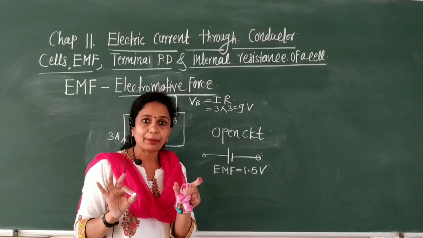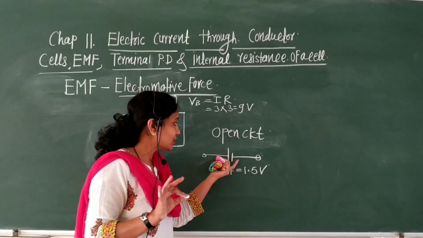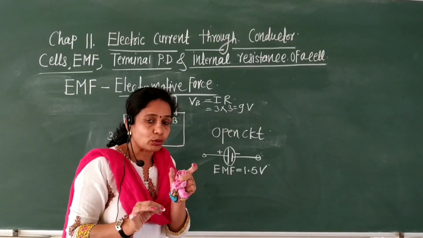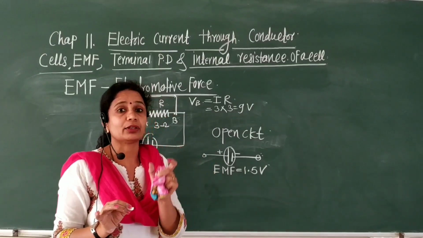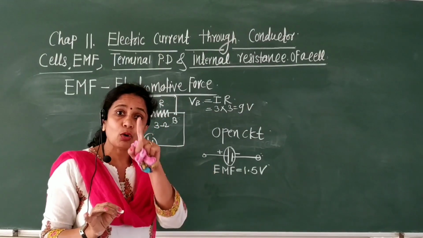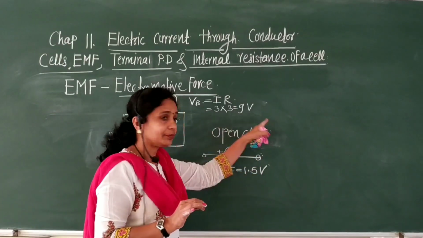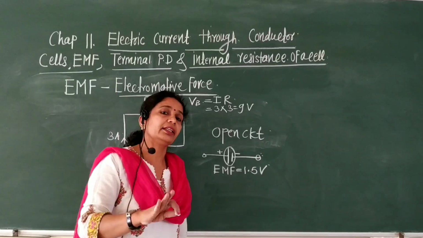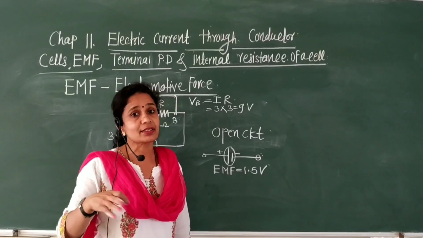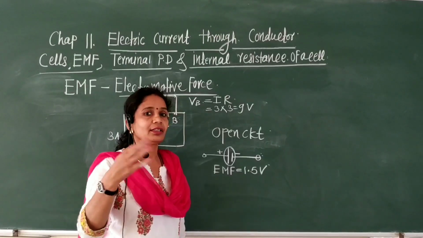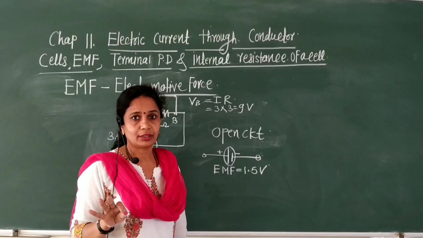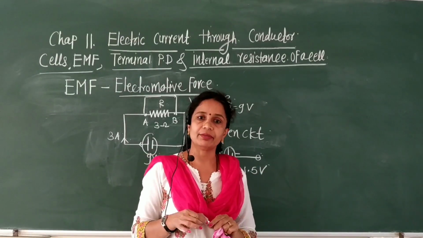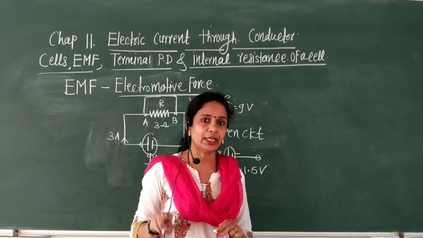Therefore, the EMF is defined as the potential difference between the two electrodes, meaning anode and cathode, in an open circuit. Open circuit means when it is not used, current is not flowing through that circuit. And closed circuit means current is flowing through the circuit. Therefore, the definition of EMF is the potential difference between the two electrodes.